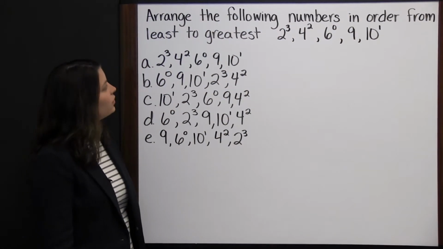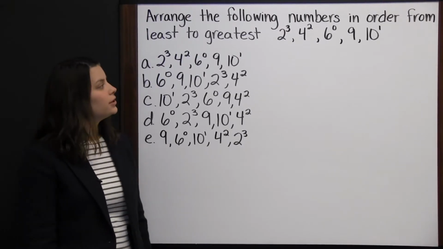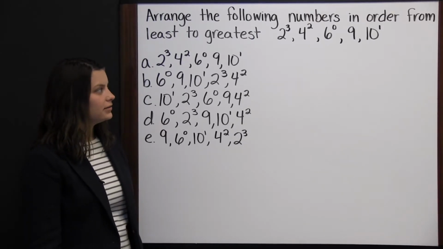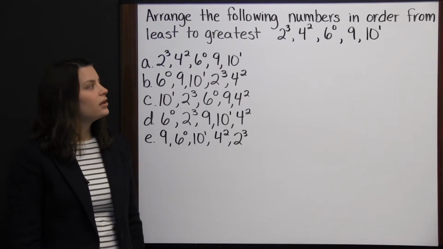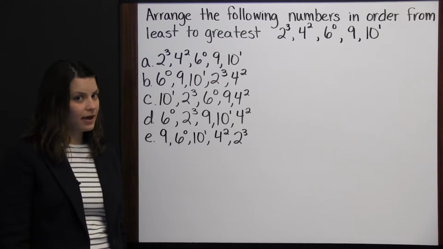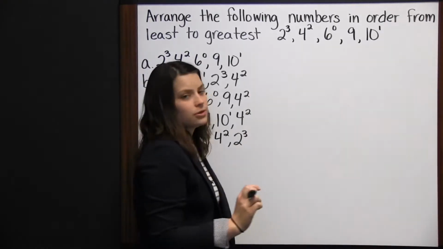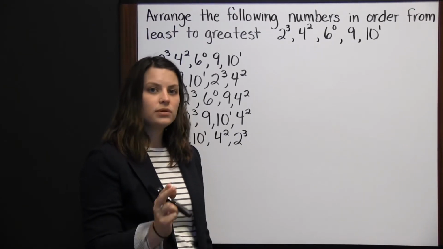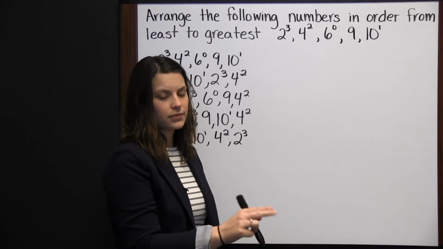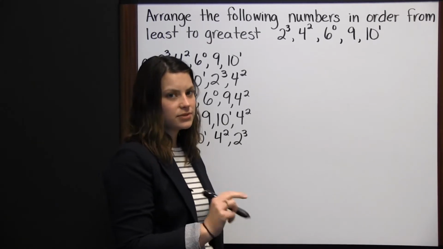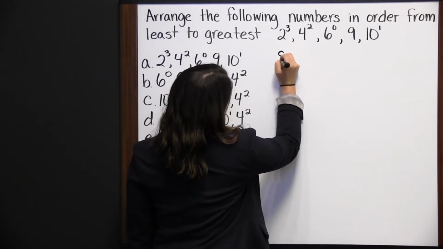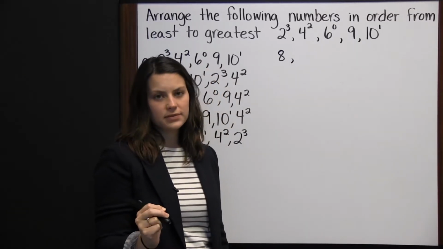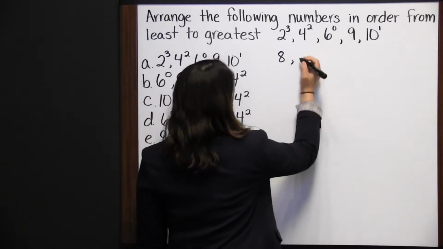Arrange the following numbers in order from least to greatest. 2 cubed, 4 squared, 6 to the 0 power, 9, and 10 to the first. The first thing we need to do is simplify these numbers. 2 cubed means 2 times itself 3 times. So that's 2 times 2 times 2. 2 times 2 is 4, times 2 is 8. So that is 8. 4 squared is 4 times itself 2 times.